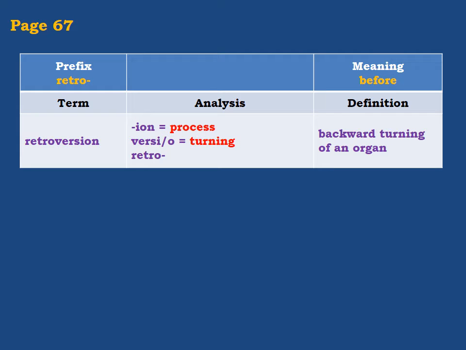The next prefix we have is retro. Retro means backward. And the term here we have is retroversion. ION means process, you know that now. Versi or verge means turning, and we have taken that before. So the meaning will be backward turning of an organ, turning of an organ to the back.